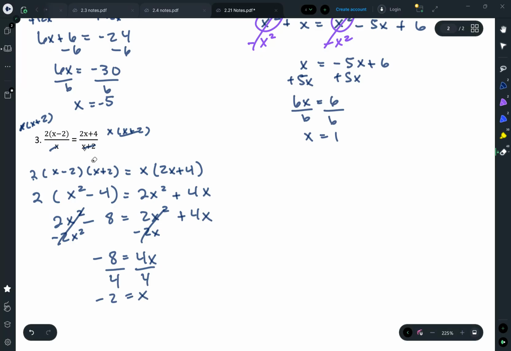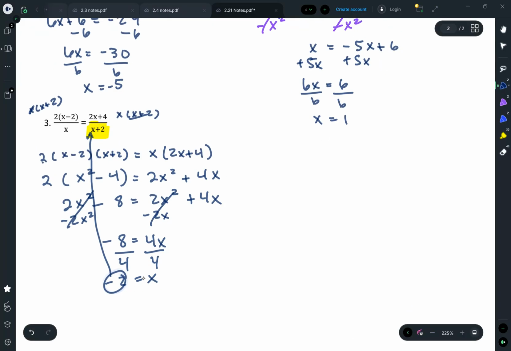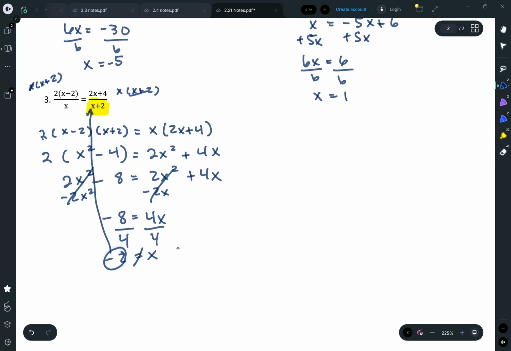So let's go back and check our denominators again. Sure enough, this is a problem, right? This denominator is x plus 2. So if I substitute negative 2 in there for my x, that's going to give us a problem. Negative 2 plus 2 would make a 0. So x equals negative 2 is actually the vertical asymptote. It cannot be a solution. So I'm going to draw a line through it to show not equal. And this is actually extraneous. Negative 2 is extraneous. And it means here that I have no solution.